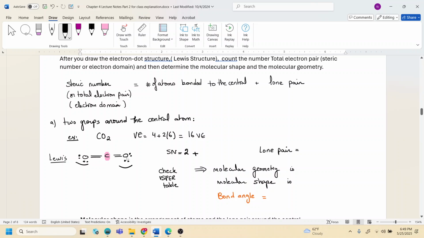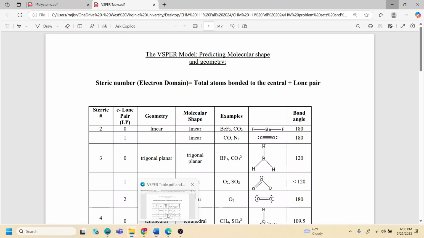I don't care about the edges there. I don't care about the oxygens, but I care about the central atom because when you find the geometry, when you find the shape, that is for the central atom. So the steric number is for the central atom. I have no lone pairs, so the lone pairs are equal to 0. So the steric number is going to be equal to 2 and the lone pairs equal to 0.